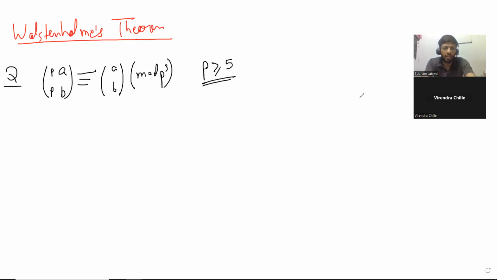Okay. Let me just look at this once. Splitting fields. Yeah, 1 minute. I think I found it. Maybe you can try to prove for p squared that it is at least mod p squared. Then also it's not a bad thing, right? Even if you can prove mod p squared, that's also a nice thing.